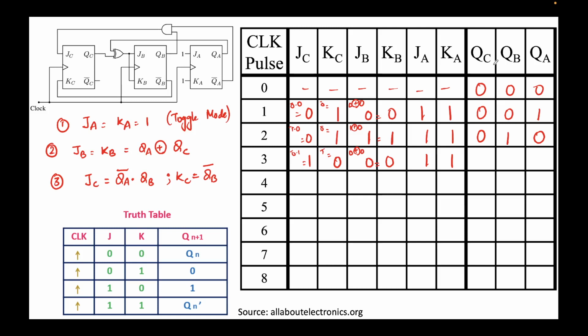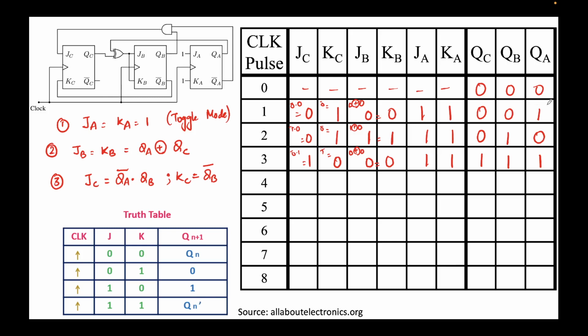Let's populate the output. QC will correspond to JC and KC. JC, KC are 1 and 0. 1 and 0 means row 3. Row 3 means the output should be 1. So QC should be 1. For QB, look at JB, KB. Both are 0. Both are 0 means first row. First row means no change. Means QB should not change. QB should not change means 1 should remain 1. For QA, you look at JK. Both are high. Both are high means last row. Last row means QA should toggle. QA should toggle from 0 to 1.